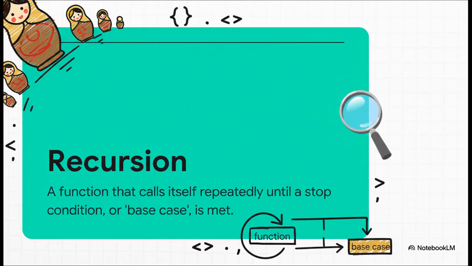I love the Russian nesting doll analogy. You open a doll, find a smaller one, open that, find another, until you hit the smallest one that can't be opened. That's your base case. Without it, the function would just call itself forever.